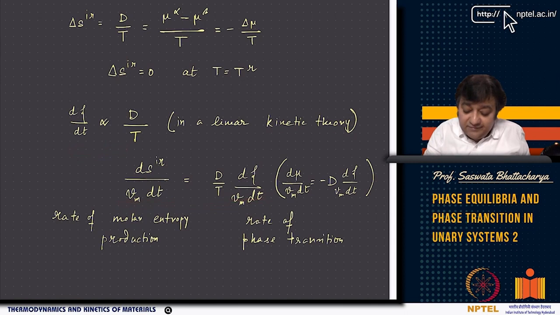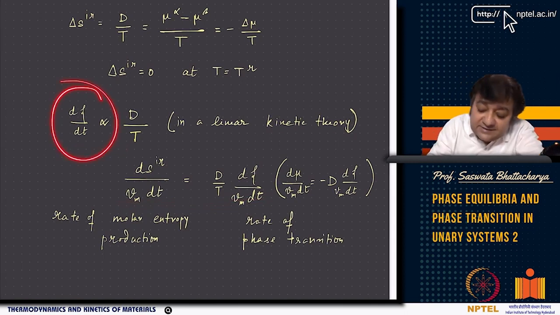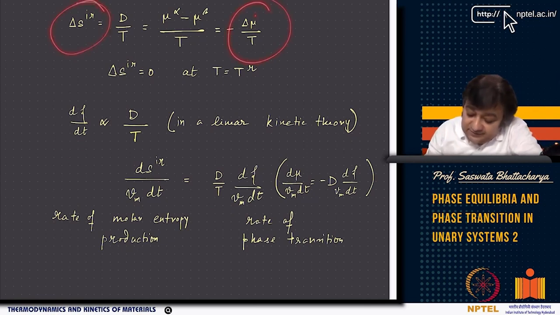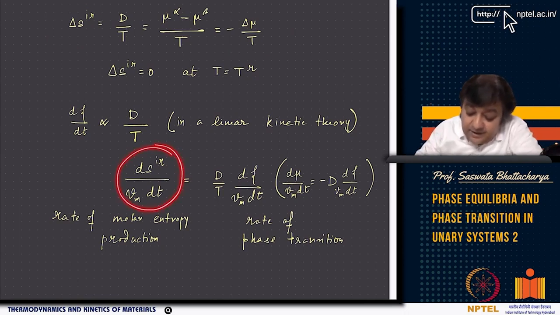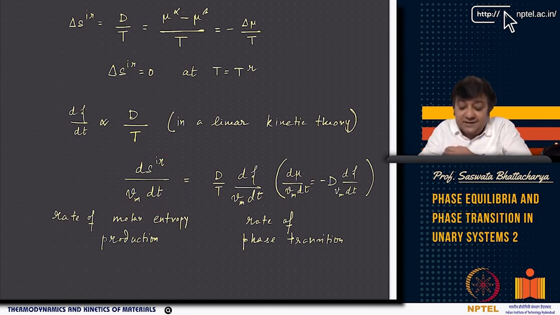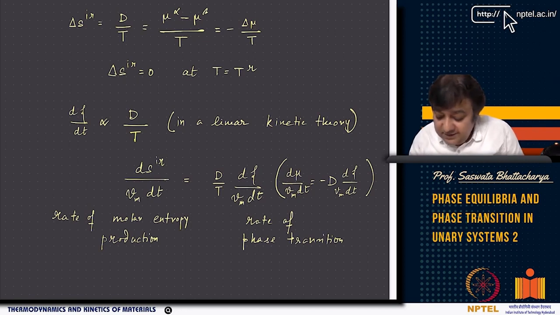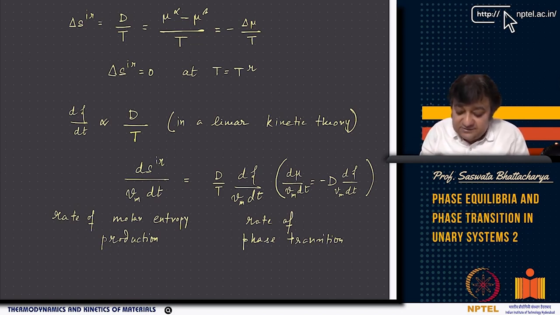Now if I write this equation, del zeta by del t, where delta S_irr is already defined as minus delta mu by T. Now if you can see, dS_irr by Vm, right? What is D? Delta S is D by T, right? And d zeta is what we write, right? So basically what I am trying to say is that I can replace this with dS_irr. So dS_irr by (Vm dt) equals D by T del zeta, or D by T d zeta by (Vm dt), right? So this equation is called the rate of molar entropy production, which I will describe later, right? Rate of molar entropy production.